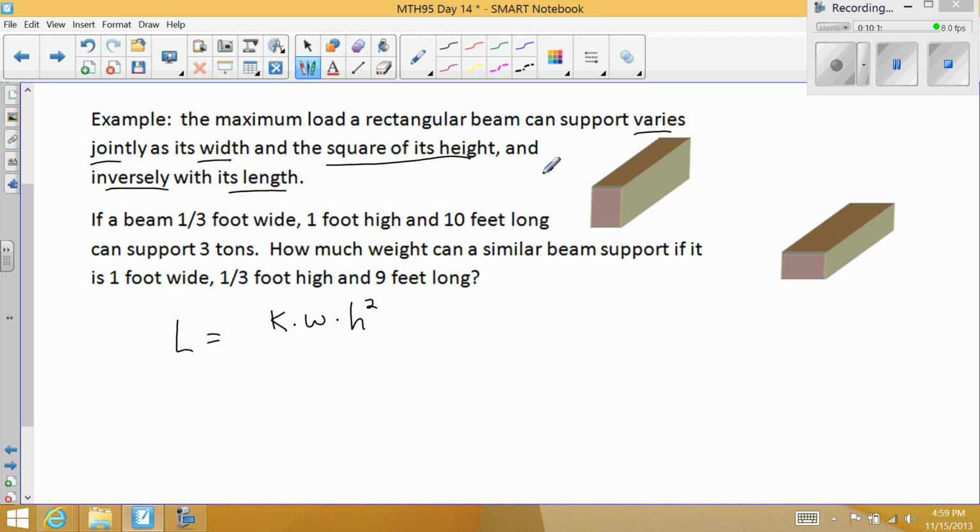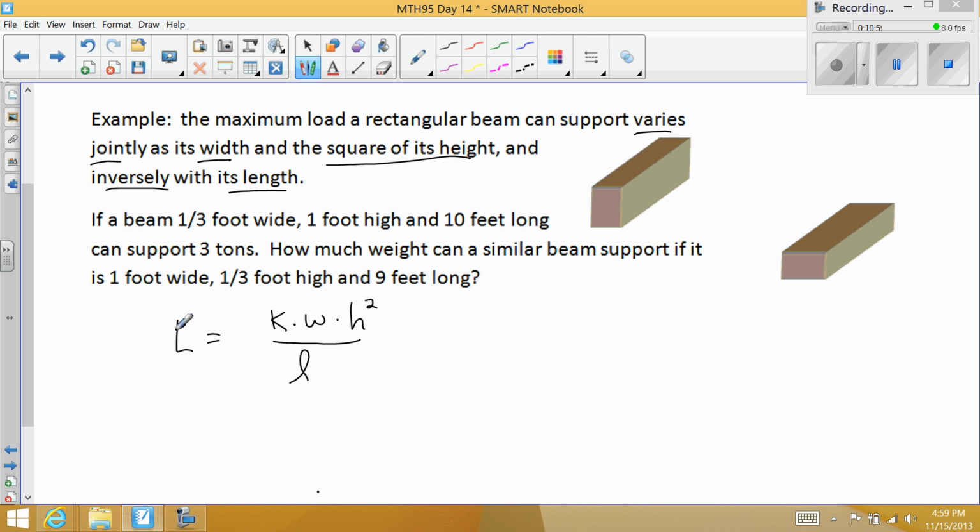But along with that, so this is all happening in one problem, the length of the load that the beam can support varies inversely with its length. So the longer the beam is, the less weight it can support. And so the length, which I'm going to denote with a little case l, goes down in the denominator. So as the length gets larger, the amount the load can bear gets smaller. But if the width of the beam gets thicker, it's a sturdier beam, the load increases. If the height of the beam, again making a bulkier beam, increases, then the load increases.